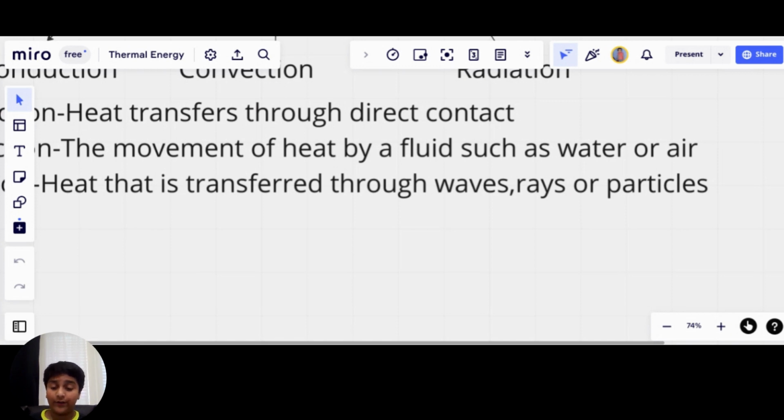Back on track. If we're on radiation, it's transferring through waves, rays, or particles, but it doesn't necessarily have to be from far distances. It can also be from close distances. Radiation is like a variable because it travels through waves, rays, or particles.